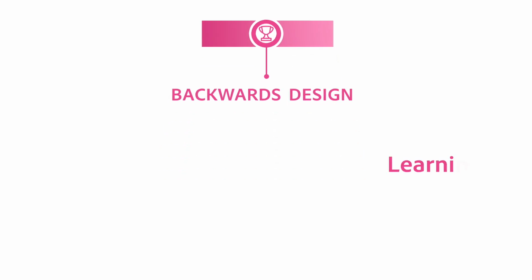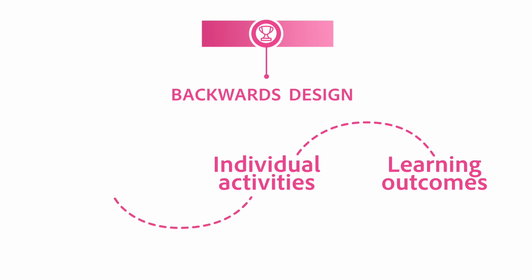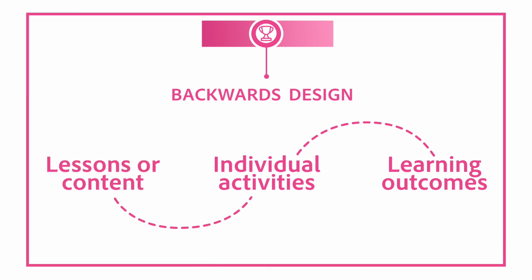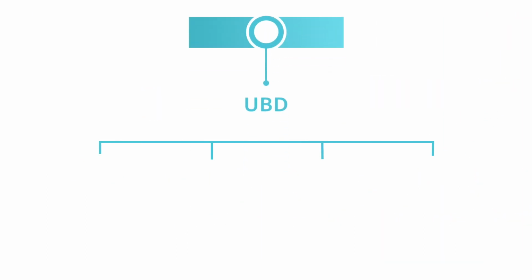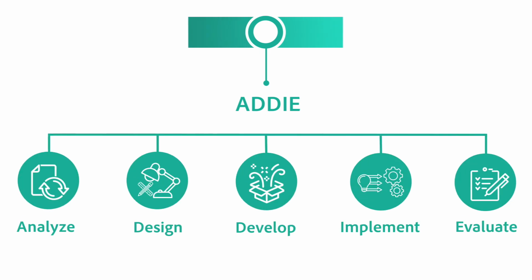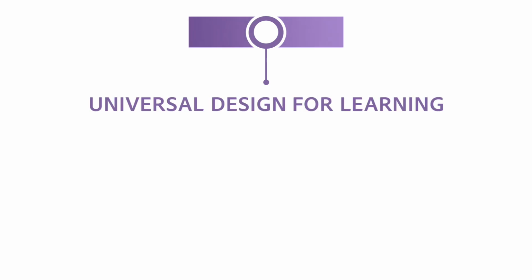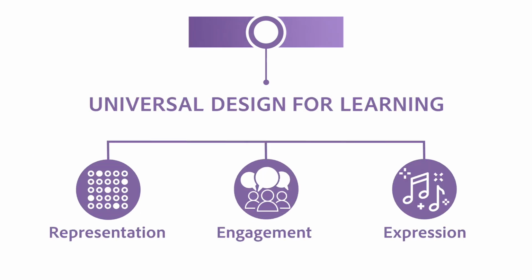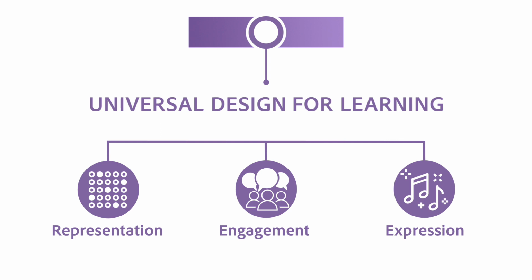Backwards design means starting with learning outcomes and designing backwards to individual activities, lessons, or content where students can demonstrate their knowledge. This principle is at the heart of approaches like Understanding by Design, or UbD, which sequence the instructional design and learning process with the end result in mind, and Universal Design for Learning, which encourages instructors to start with the why of learning first, through the lens of representation, engagement, and expression.